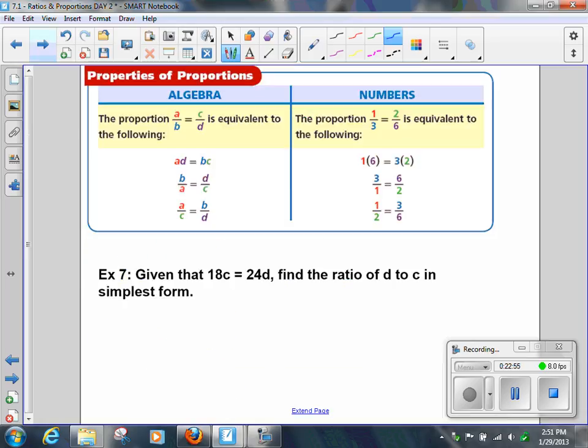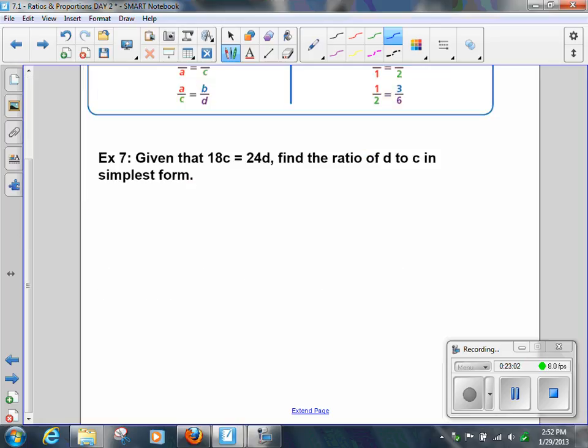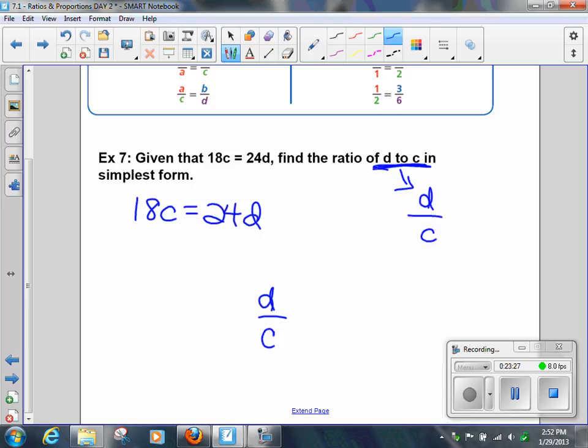Here's another one. Oh, what is this? Properties of proportions. Beautiful stuff. Absolutely gorgeous. Check this out. 18C equals 24D. Now, it says, find the ratio of D to C. I want D to C. This means, right here, D over C. That's what I want. Okay?